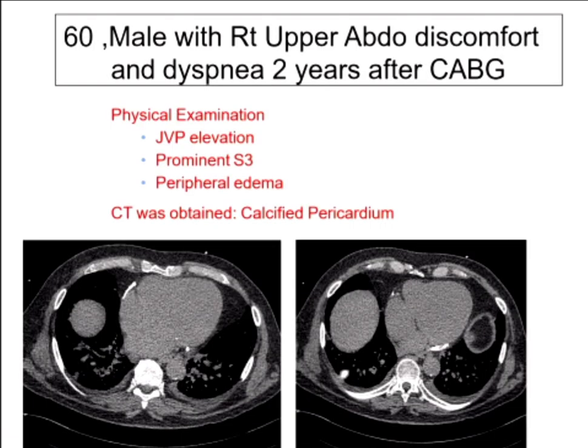We need to see cases. A 60-year-old male comes with right upper abdominal discomfort and dyspnea 2 years after CABG. Okay, you have a JVP examination which is suggesting that there is an elevation. You have an S3 which is prominent. The CT was showing a calcified pericardium.